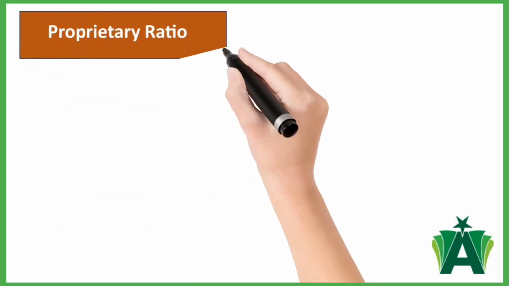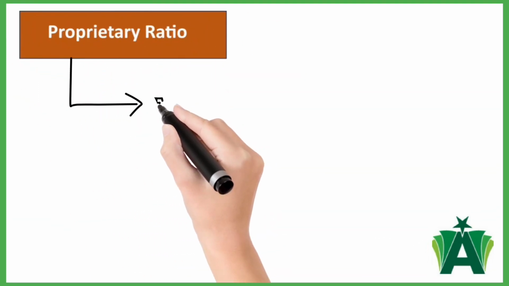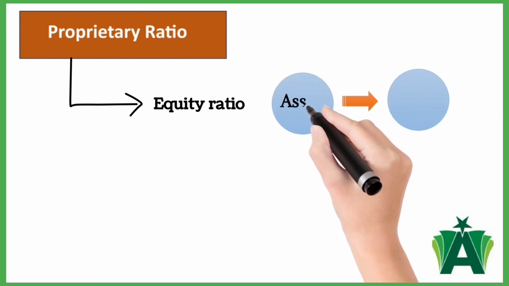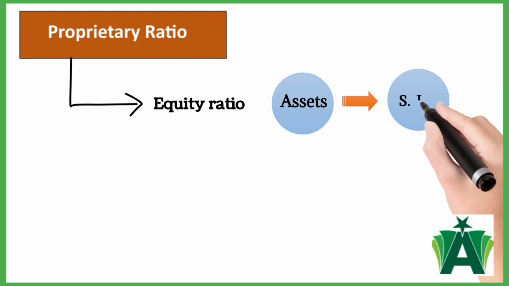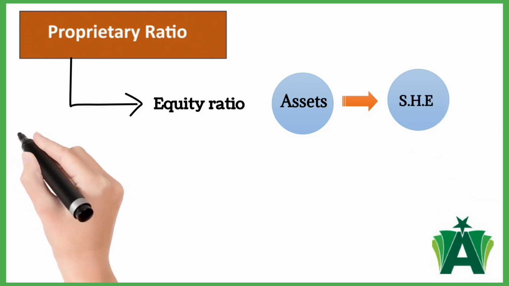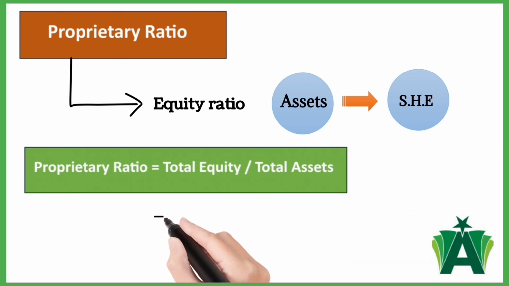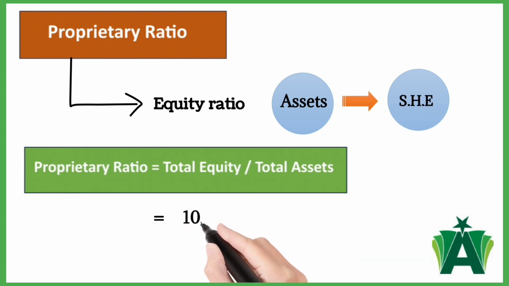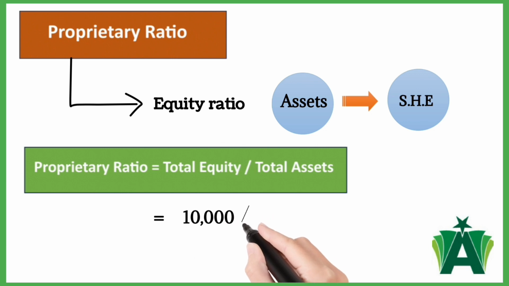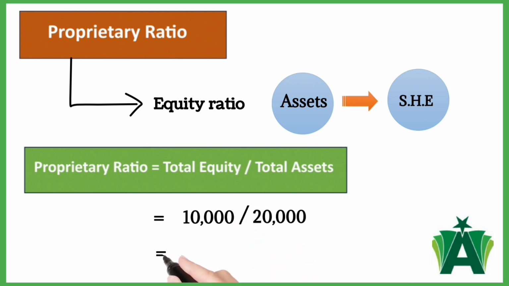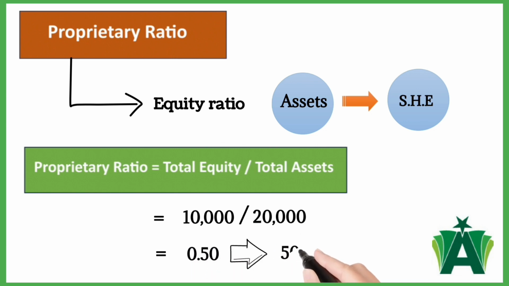The proprietary ratio is also known as the equity ratio. It is a financial metric that measures the proportion of a company's assets that are financed by shareholder equity. It is calculated by dividing the total equity by the total assets. For example, if a company has total equity of $10,000 and total assets of $20,000, then its proprietary ratio is 0.50. This means that 50% of the company's assets are financed by shareholder equity.